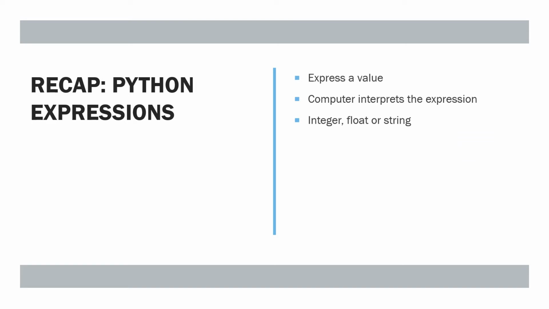So just to recap, we've already learned that Python expressions express values. They represent values. The computer interprets an expression. We also say it evaluates the expression. And the result of the expressions that we've used so far are of 3 data types: integer, float, or string data types. If you're not clear about any of this, go back and look at some earlier lessons.